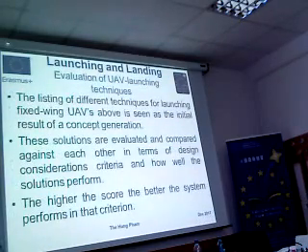Okay, so now we have seen several methods for launching and landing. So now we are going to evaluate these launching techniques. We have seen the list of different techniques for launching fixed-wing UAVs abroad as the initial results of concept evaluation, and these solutions are evaluated and compared against each other in terms of design considerations, criteria, and how well the solution performs. The higher the score, the better the system performs in that criteria.